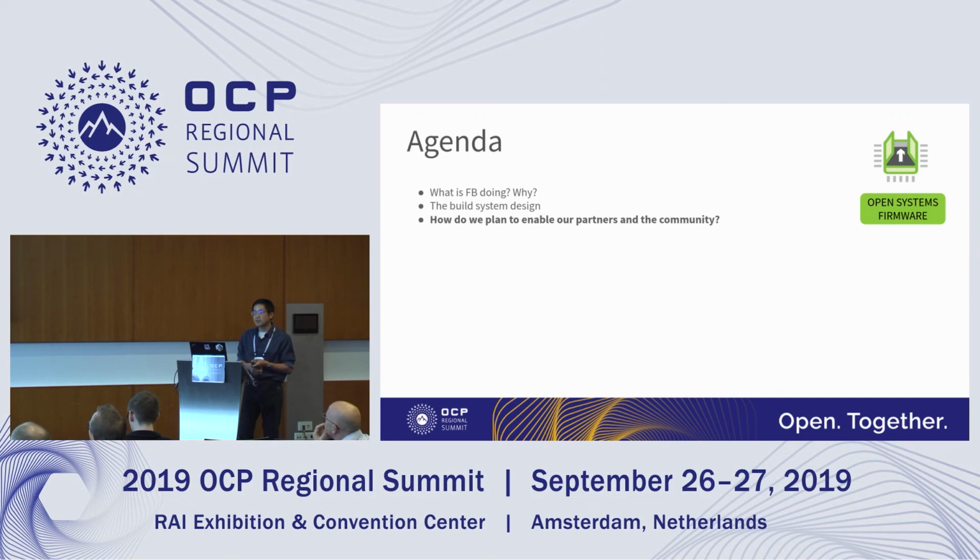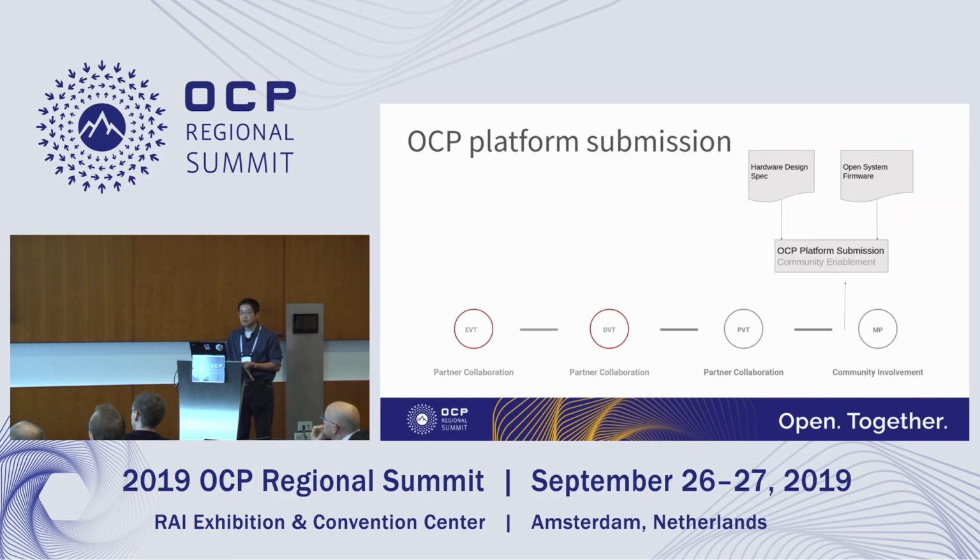So next item is how do we plan to enable our partners and our community? So Facebook cannot do this alone. We have to work closely with our partners. Partners means silicon vendors and our ODMs to turn it into a product. And we want to work with the community. We want to enable the community. We want to get in community's feedback. So we design the system to enable that.